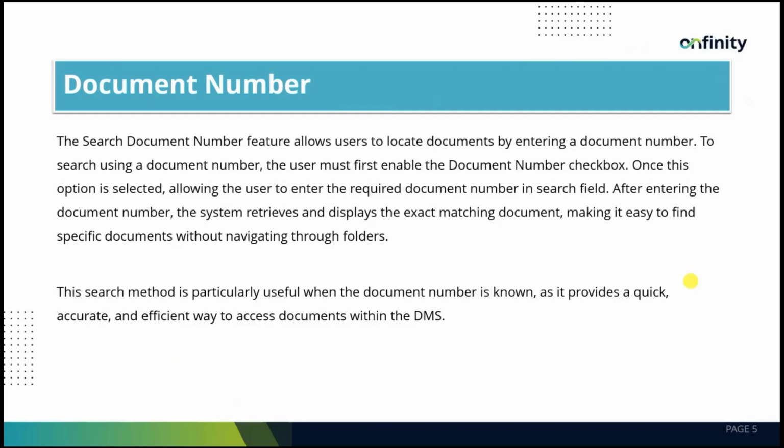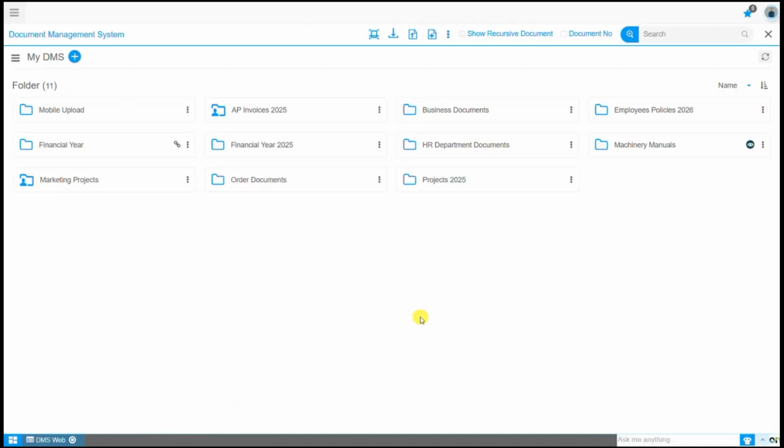Let us understand this in detail by navigating to the Onfinity system. Return to the Onfinity system. Open the DMS form from the menu if it is not already open. To search for a document by using a document number.